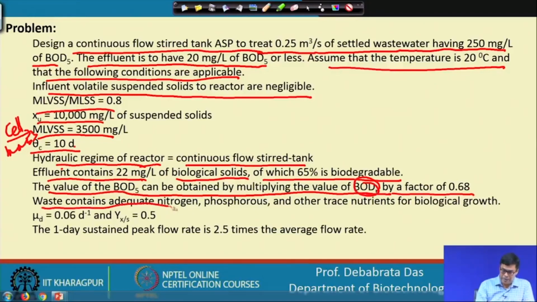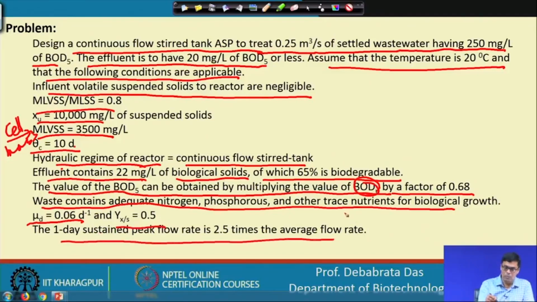The waste contains adequate nitrogen, phosphorus and other trace nutrients for biological growth. Mu d is the specific death rate constant. The death rate is 0.06 day inverse and the yield coefficient is 0.5. The peak flow is 2.5 times the average flow.